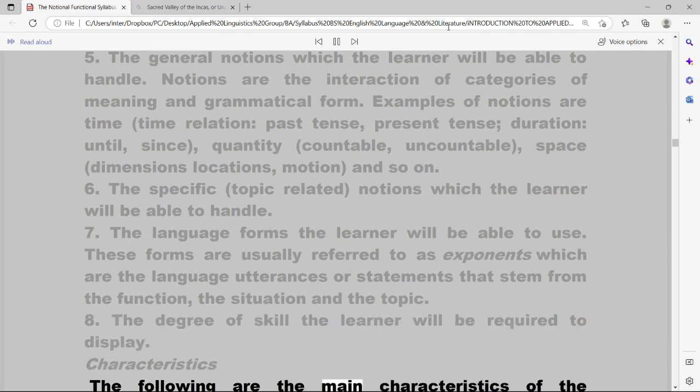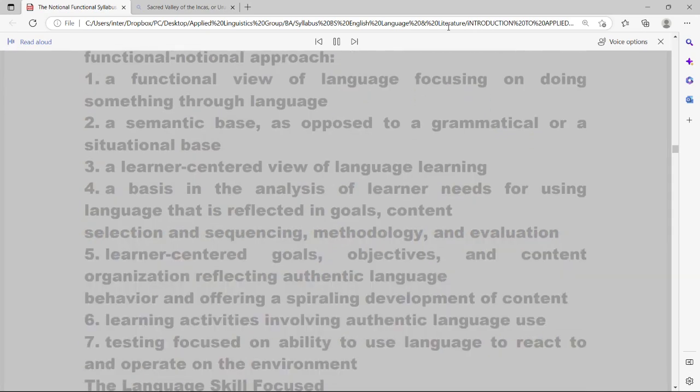Characteristics. The following are the main characteristics of the functional notional approach. 1. A functional view of language focusing on doing something through language. 2. A semantic base, as opposed to a grammatical or a situational base.